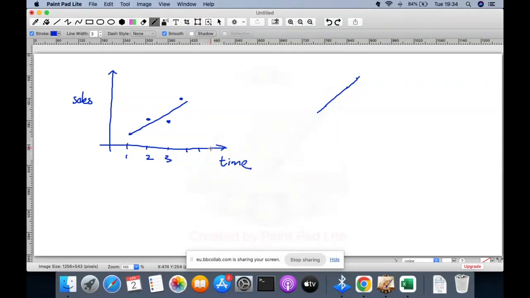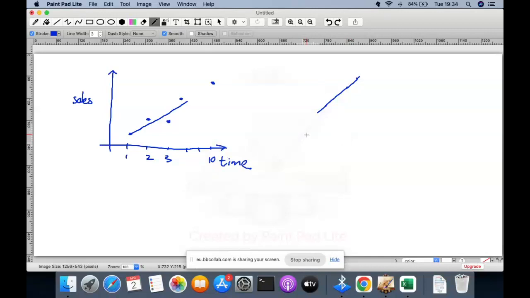Say in year 10, we want to guess what the sales is going to be. We can use this line to estimate what the sales is going to be. That's quite useful, and you can see in very different industries, this is used for the same reason. It's a powerful statistical tool used to estimate. In order to use a line to estimate, you have to know some maths in terms of what the equation of a straight line is.